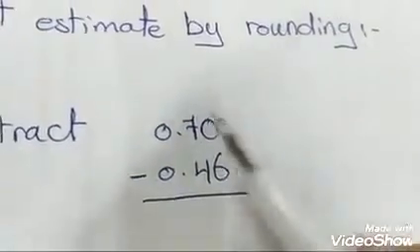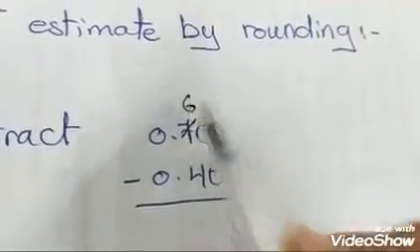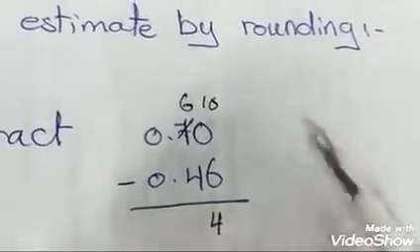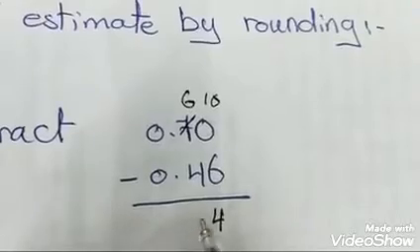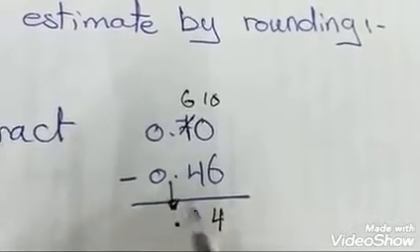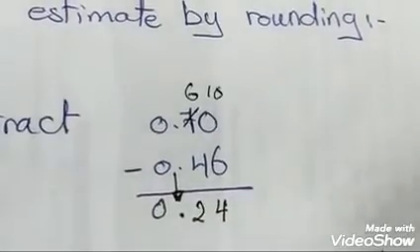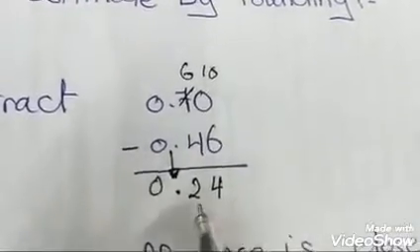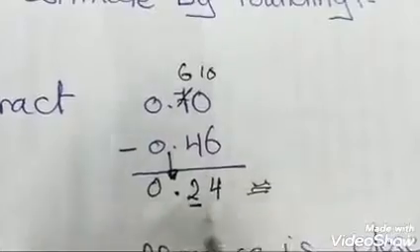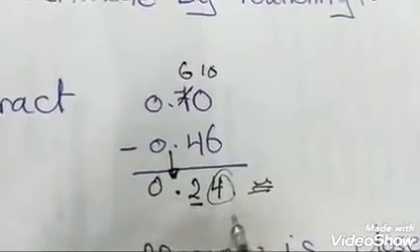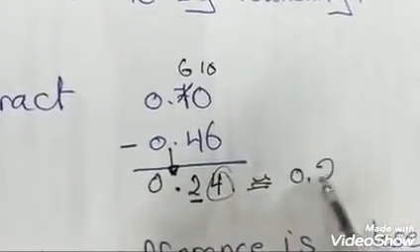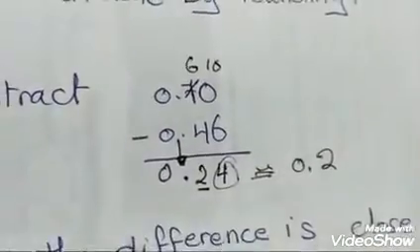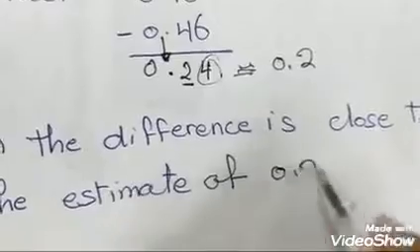0 minus 6 can't be, so I have to borrow from this one. It will be 6, and this one will be 10. 10 minus 6 equals 4. 6 minus 4 equals 2. The decimal point comes down and the 0 stays as it is. 0.24. If I round it to the nearest tenth, the 4 is a poor number, so the 2 will remain the same. It will be rounded to 0.2, or 2/10. So the difference is close to the estimate of 0.2.